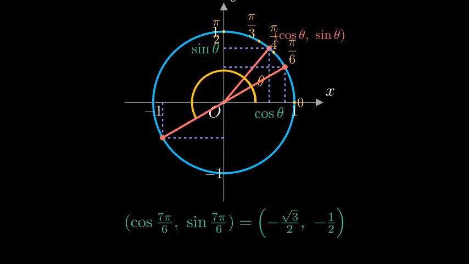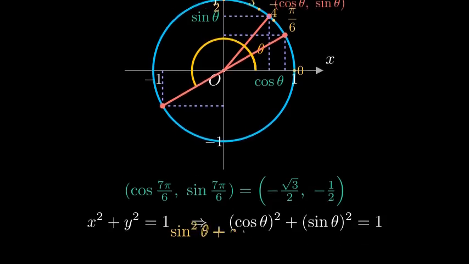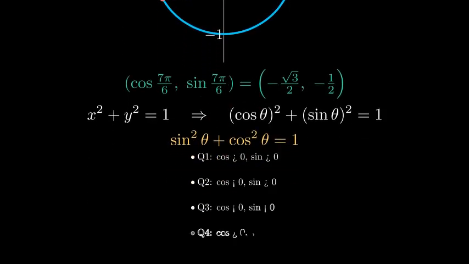Finally, a big idea. Because every point on the unit circle satisfies x squared plus y squared equals 1, and because x is cosine and y is sine, sine squared theta plus cosine squared theta equals 1. In quadrant 1, both are positive. In quadrant 2, x is negative and y is positive. In quadrant 3, both are negative. In quadrant 4, x is positive and y is negative.